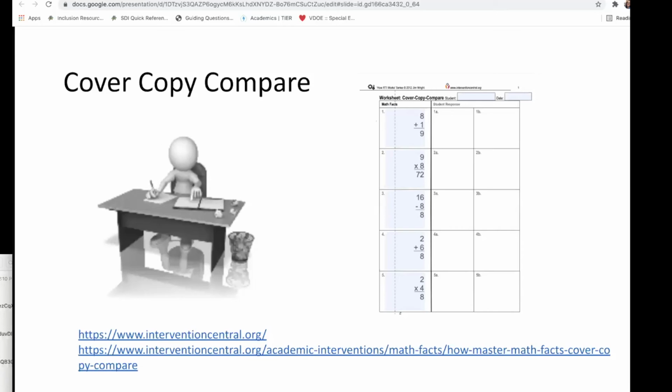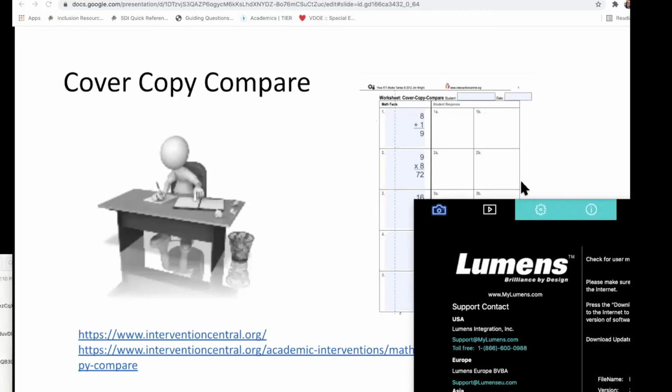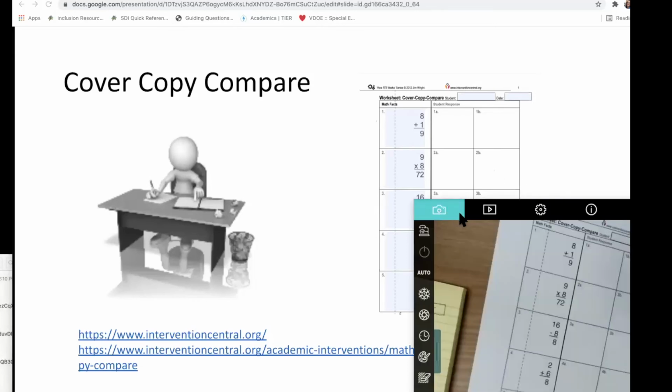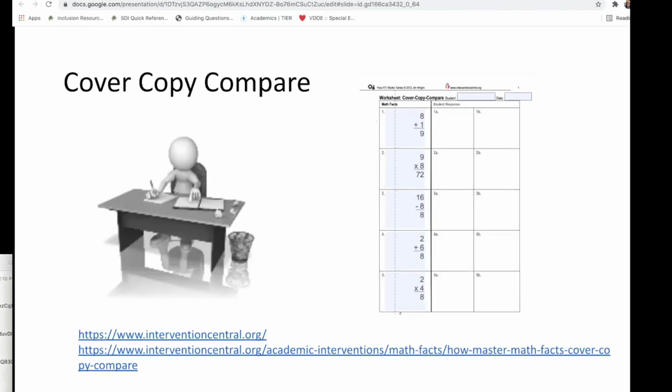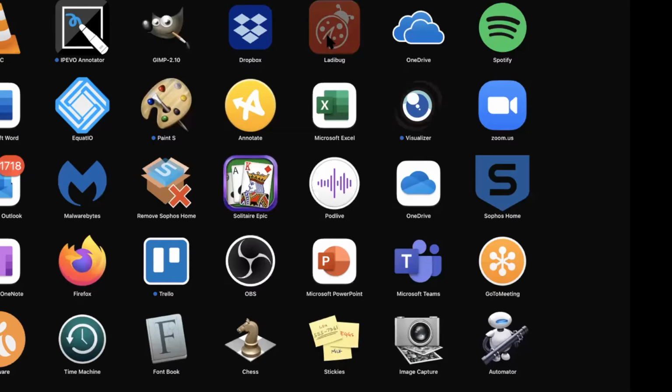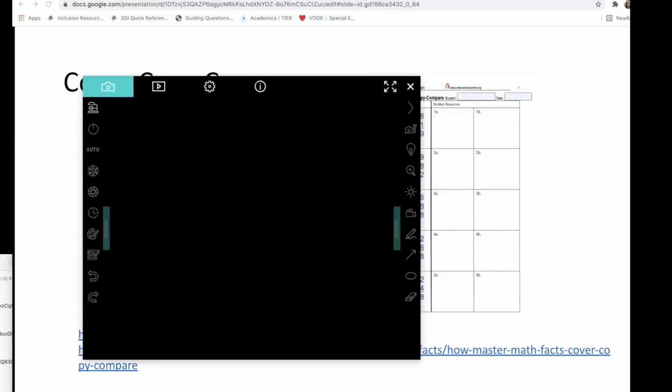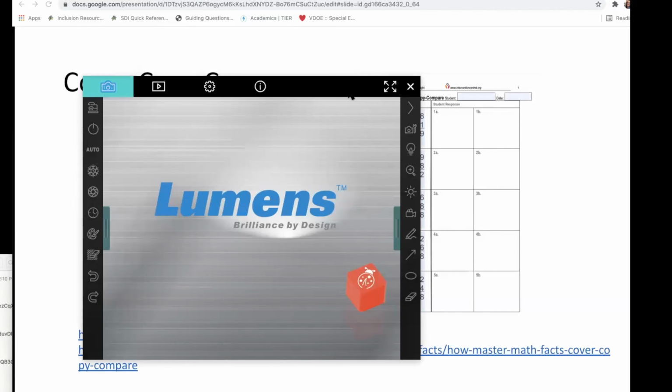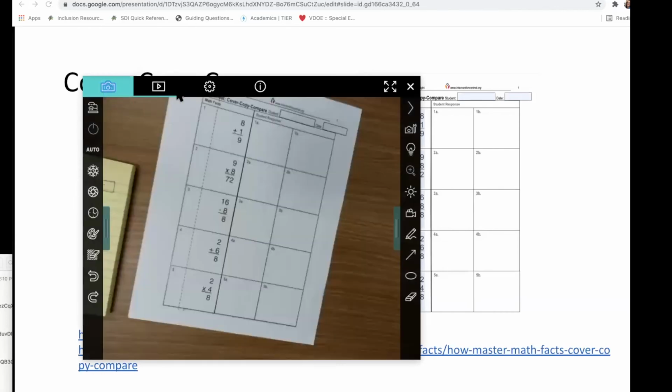So again, I'm pulling up the ladybug here because why is that not there? Let me bring this up. Give me just a second, guys. Sorry for technology issues. Okay, can everybody see my ladybug? Hopefully you can.